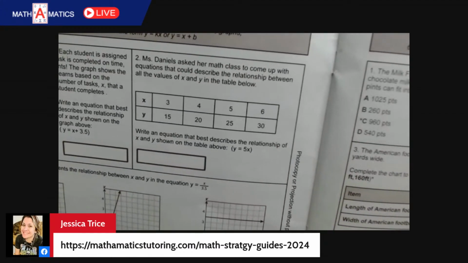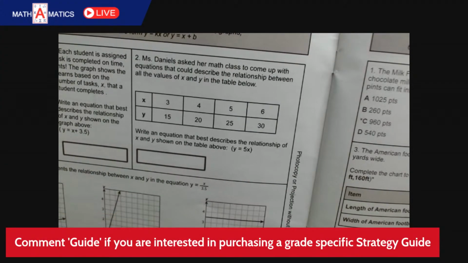Right there. Mrs. Daniel asked her math class to come up with an equation that could describe the relationship between all the values X and Y in the table.